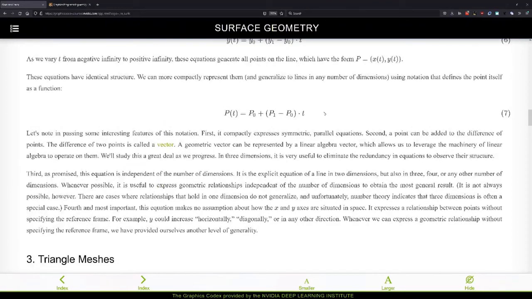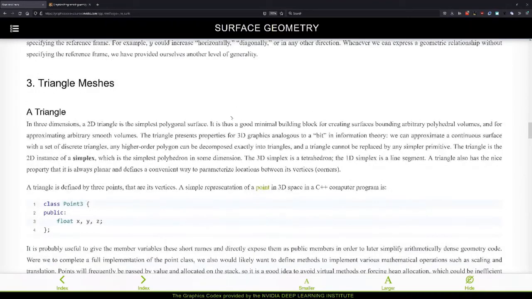Okay, so triangle meshes, to move on. A 2D triangle is the simplest polygonal surface.